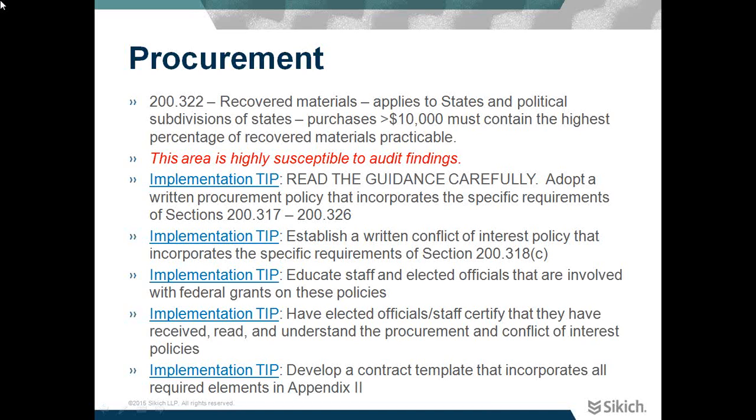You need to educate your staff and your elected officials to understand what the policies are, the ones that are making the key decisions on procurement, making sure they understand the rules, making sure that everybody has read the procurement rules of the organization and their conflict of interest policies, whether it's elected officials that act on behalf of the entity or the staff that are actually making the decisions. And then finally, make sure you have a template that incorporates all the elements. If you go to Appendix 2, you'll see those elements that are found under the contract.